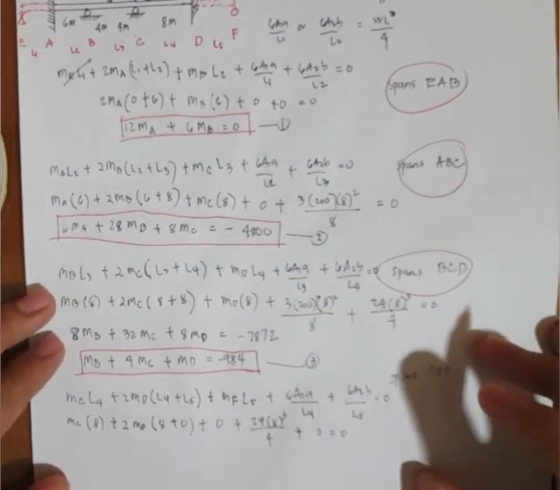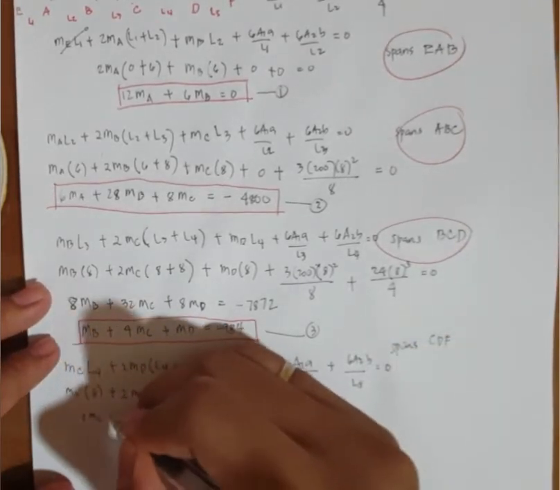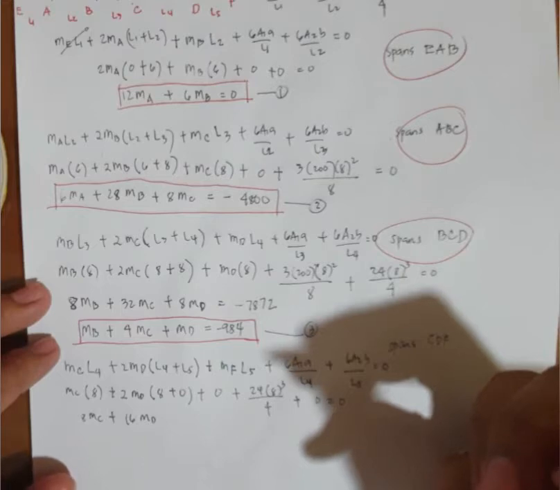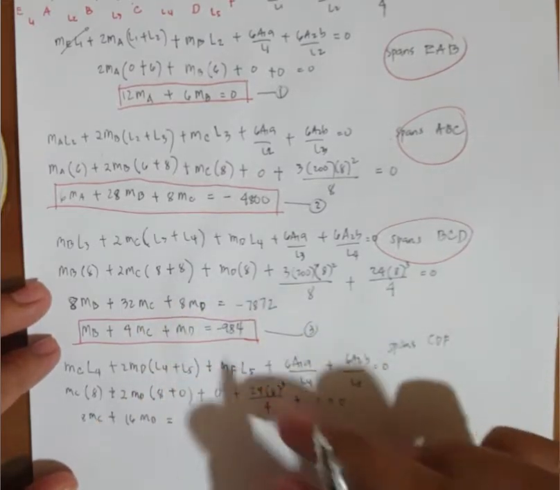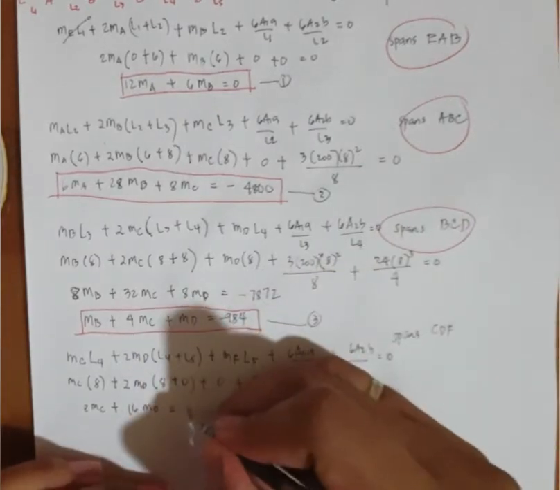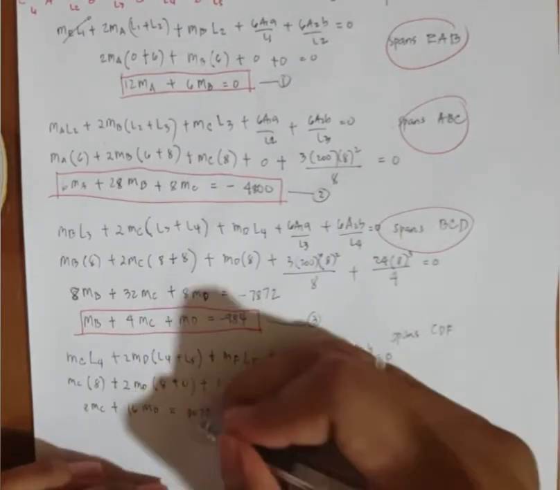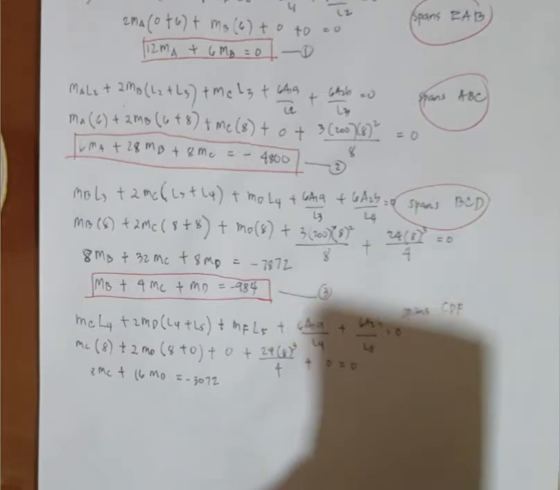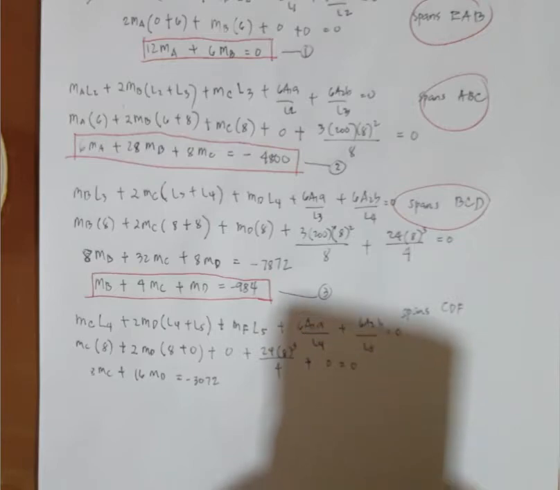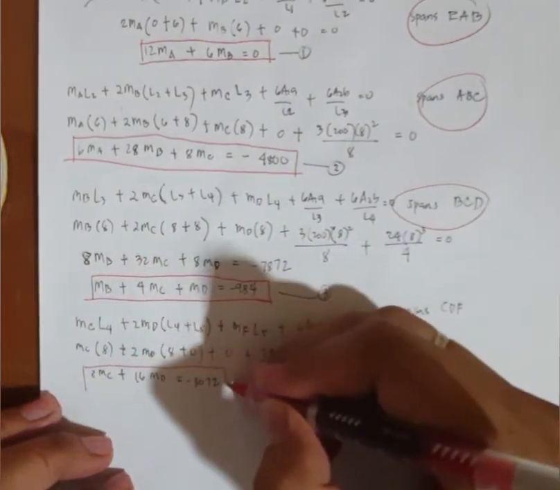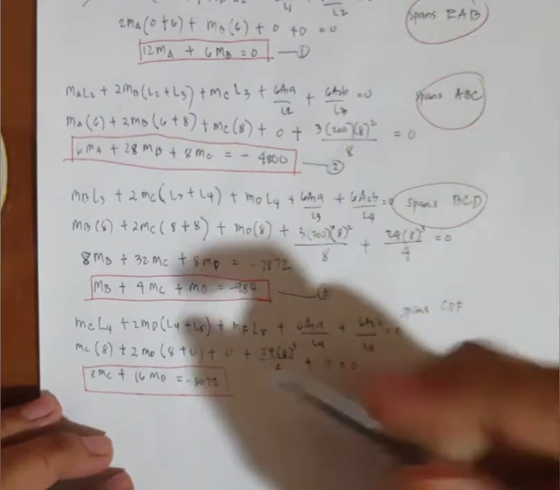Okay, so we have 8MC plus 2 times 8, 16 MD equal to 24 times 8 cubed over 4, which is 3,072 negative. Since it is positive here, when transposed to the other side it becomes negative 3072, 24 times 8 cubed over 4. Correct. That is equation 4 for span CDF.